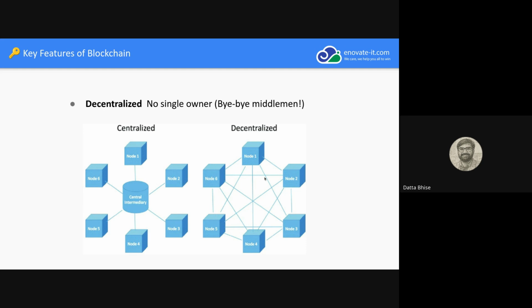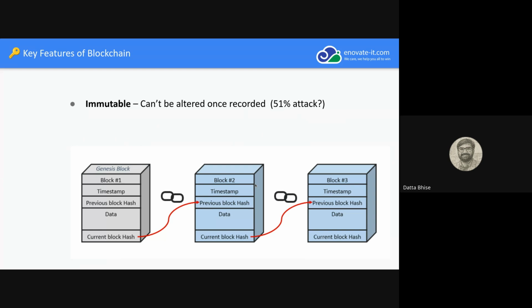Okay, so if we have money, we can spend it at our own will. No one is going to stop you, unless your money is in the exchanges. That is a different concept. Okay, so this is the decentralized thing. No single owner, lots of nodes, and they communicate with each other and broadcast whatever transaction we got. So the next thing is immutable.